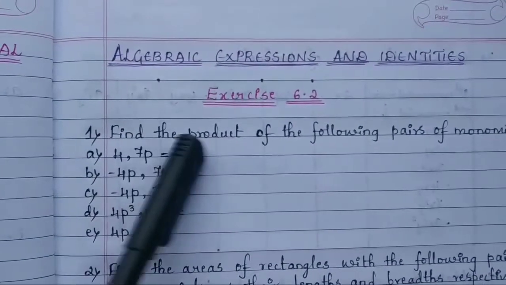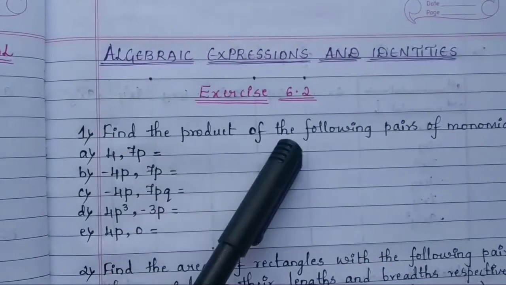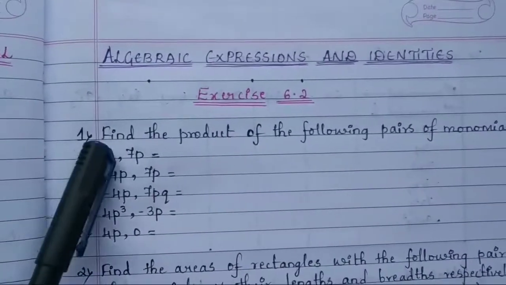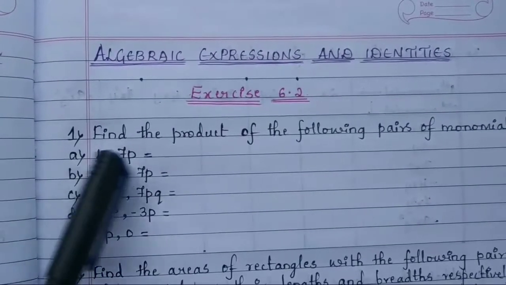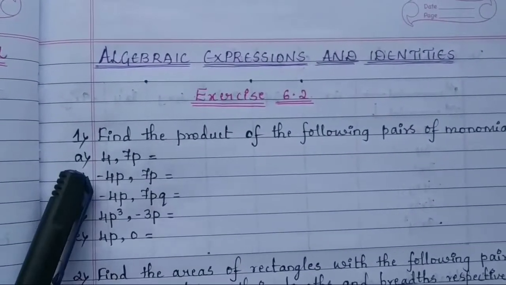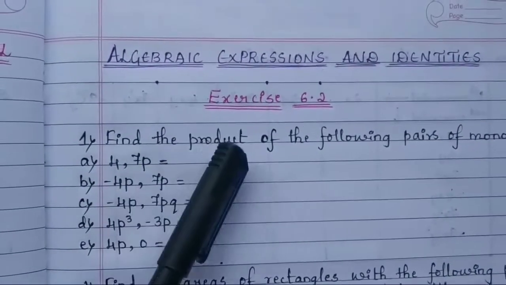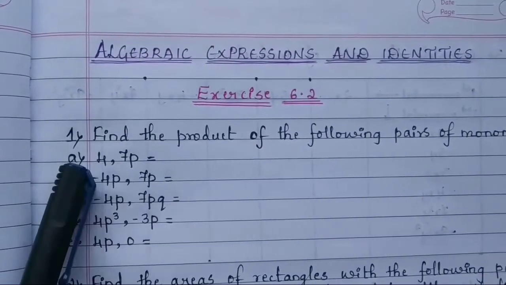Okay, so let's start with the video. You can see the first question here: find the product of the following pairs of monomials. As you can see, there are a few monomials given here. We have to find the product of these monomials. In the first one comes 4, 7p. So what do we mean by product? Product is nothing but we have to multiply these things.